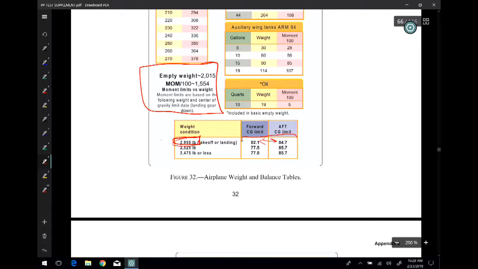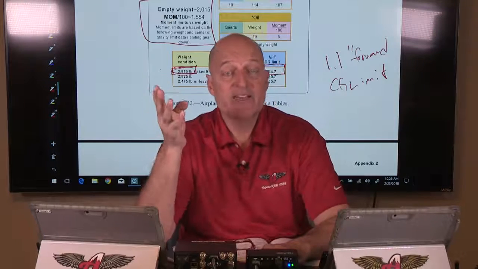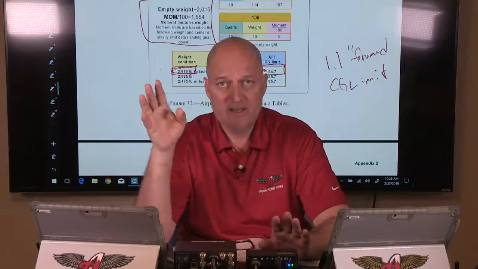Where should we be at our max takeoff weight of 2,950 pounds? The forward limit is 82.1. So we are approximately 1.1 inches forward of our CG limit. So while the airplane is within weight, we do not have enough leeway in the balance section to actually fly this airplane. Okay, did you guys get all of that?